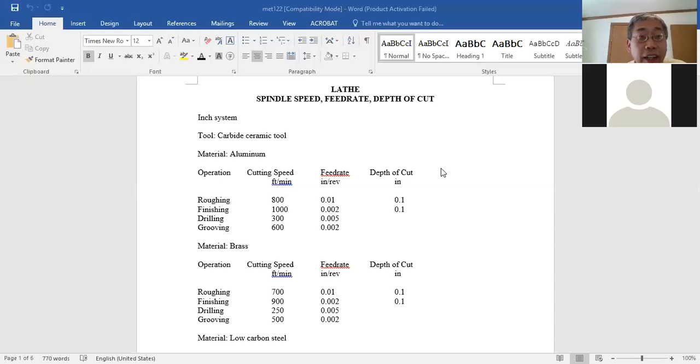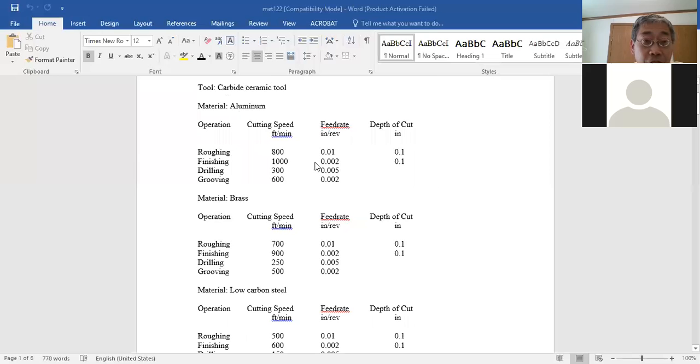Another thing: if you look at this table here, it is the inch system, the tool is a carbide ceramic tool, and the material we're cutting is aluminum. That's the workpiece material. We are using plastics, but plastics are considered to be aluminum, so we use the aluminum data here. For aluminum with a carbide ceramic tool, for roughing, your cutting speed is 800 feet per minute and the feed rate is 0.001 inch per revolution.